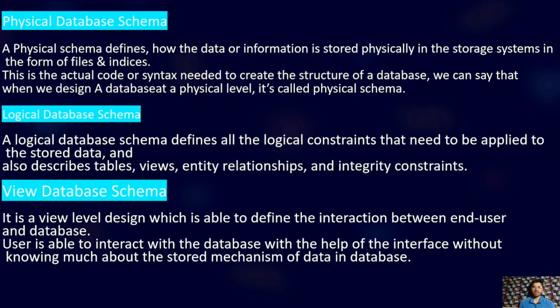Now it has three types. First one is the physical database schema. The physical schema defines how the data or information is stored physically in storage systems, like in the form of files and indices. The actual code or the syntax that is needed to create the structure, to design a database at a physical level, is called a physical schema.